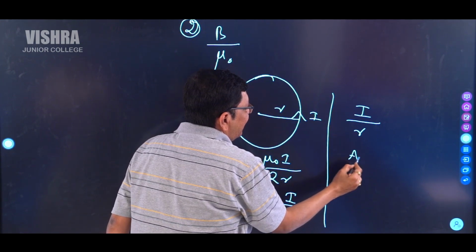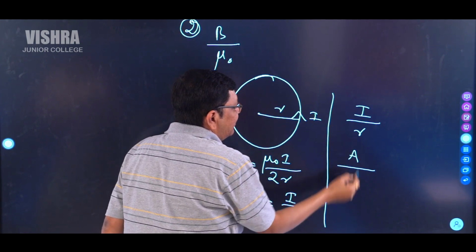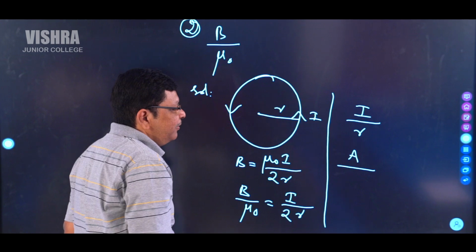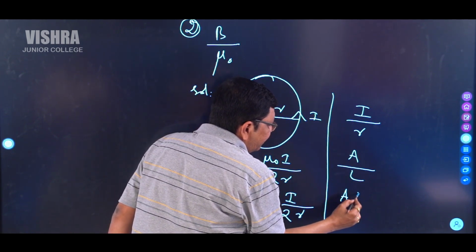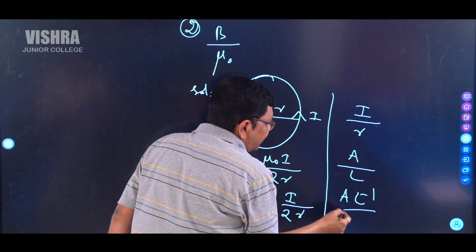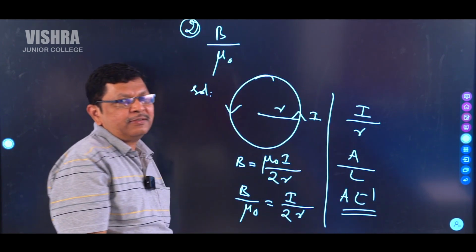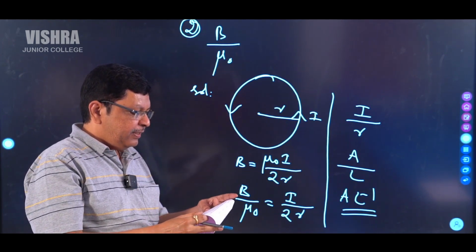Electric current is in amperes, radius is measured in meter. We indicate dimension of length as L. So its dimension formula is L minus 1. A simple question it is. Now let me go for the next question.